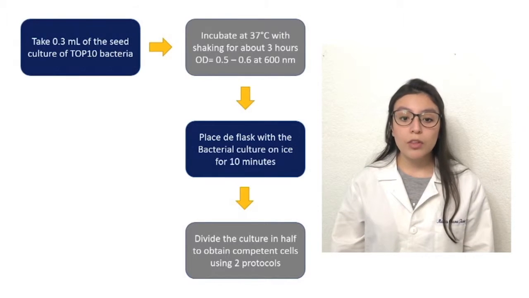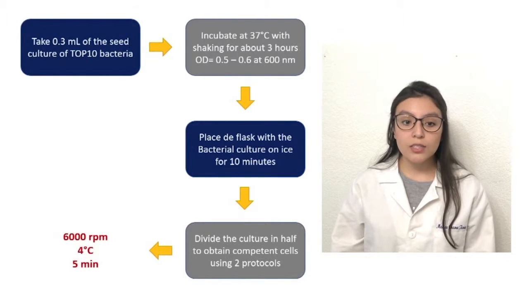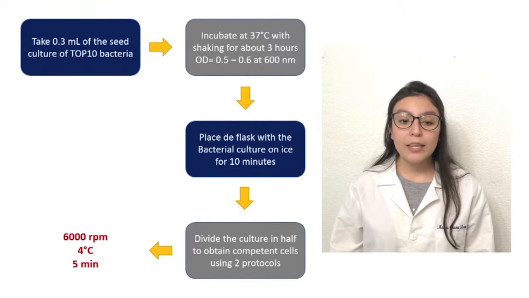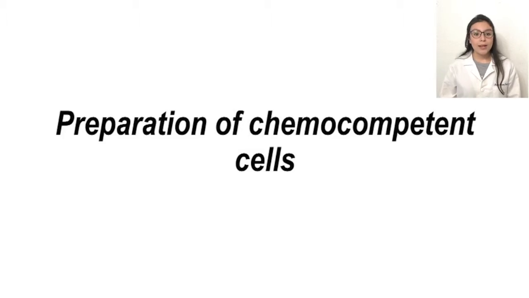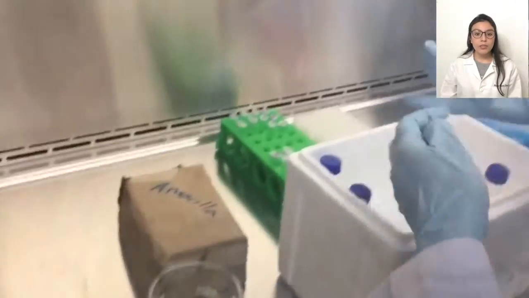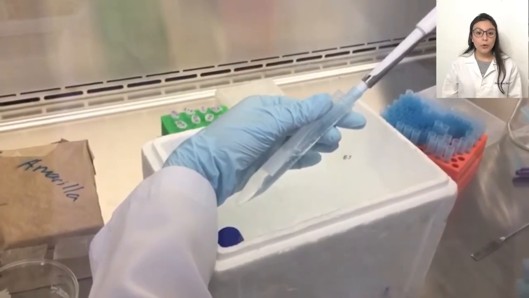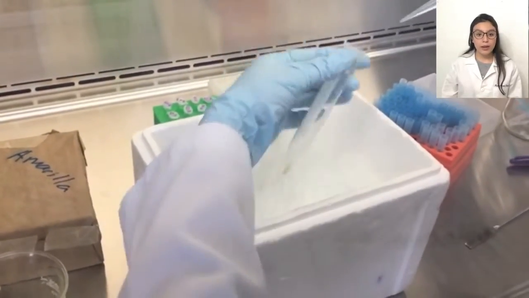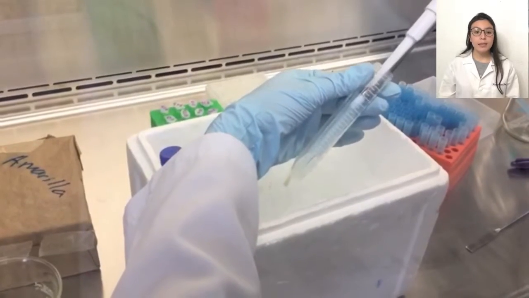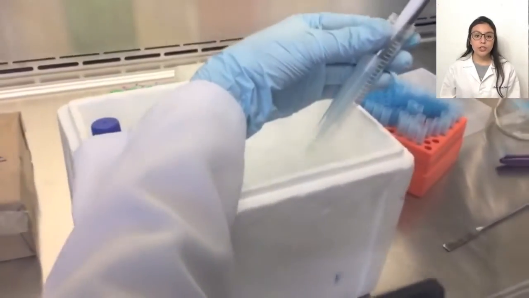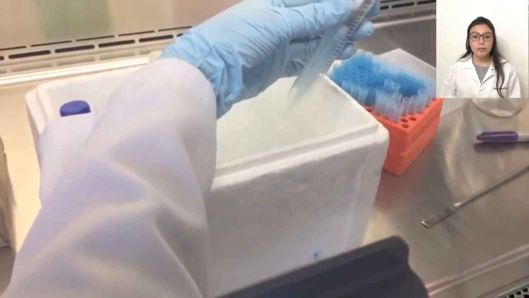Centrifuge each part of the culture until the bacteria pellet is concentrated: 6,000 revolutions per minute, 4 degrees Celsius, 5 minutes. Once the cell pellet is obtained, remove the supernatant. Resuspend in 10 ml of cold 0.1 molar calcium chloride and incubate on ice for 10 minutes. Centrifuge at 6,000 revolutions per minute, 4 degrees Celsius, 10 minutes.